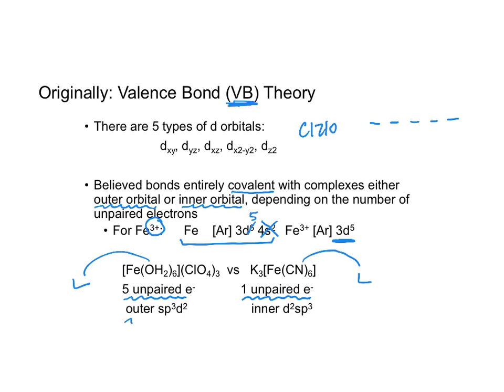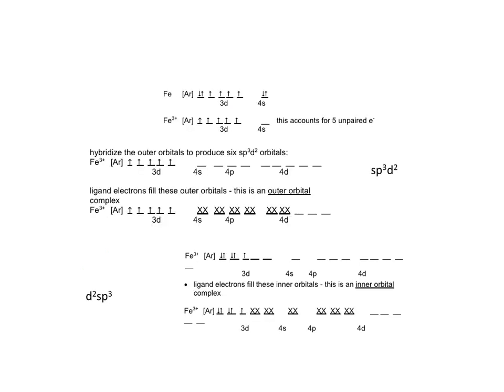They called the first one, with water, an outer, and they named it sp3d2. They called the second one inner, and they named it d2sp3. On the next slide, I've tried to explain it.